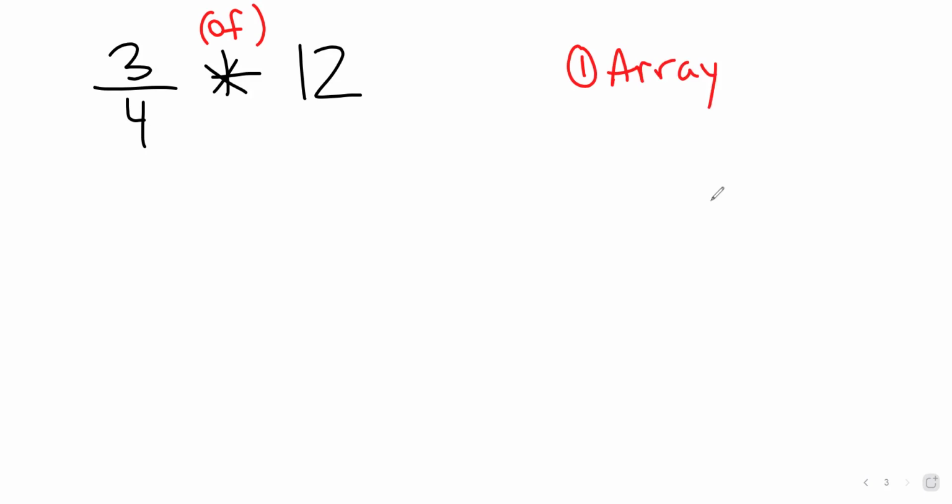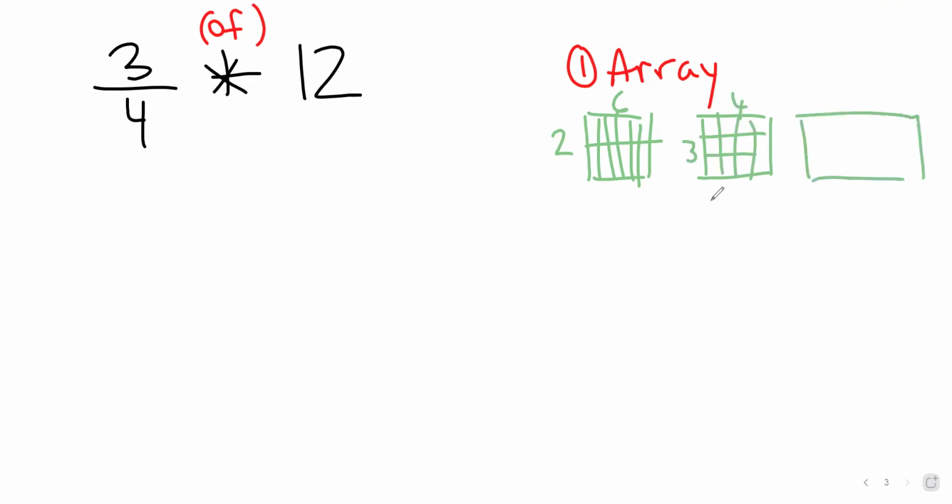And so with 12, I actually have some other options as to how to build that array. I could build an array that's 2 by 6. I could build an array that's 3 by 4. I could build an array that's 1 by 12. Those are all different factors, or ways I can multiply to get to 12.